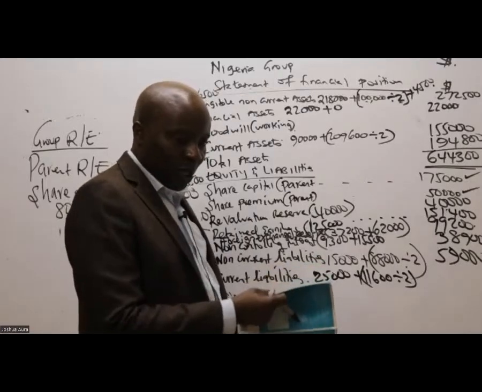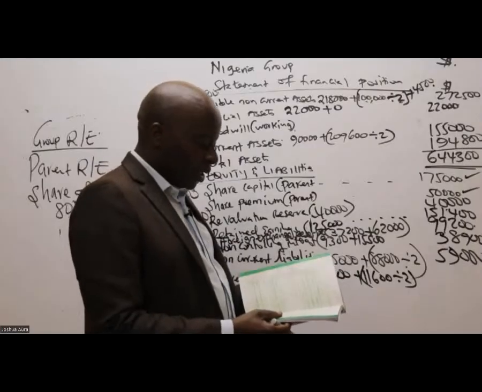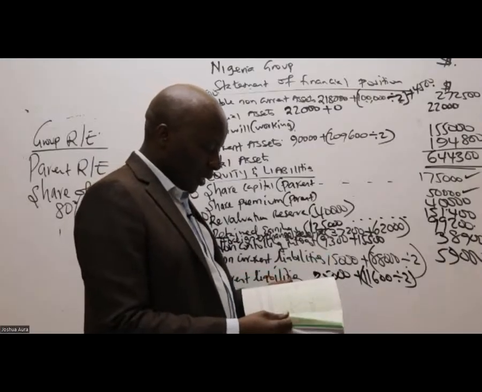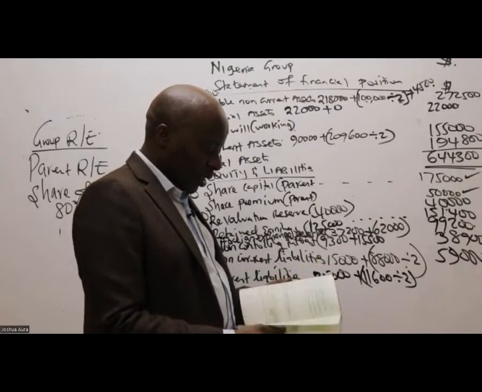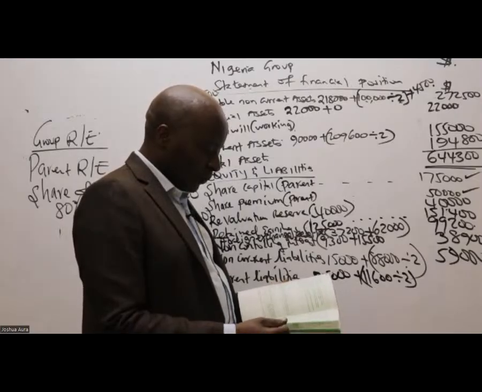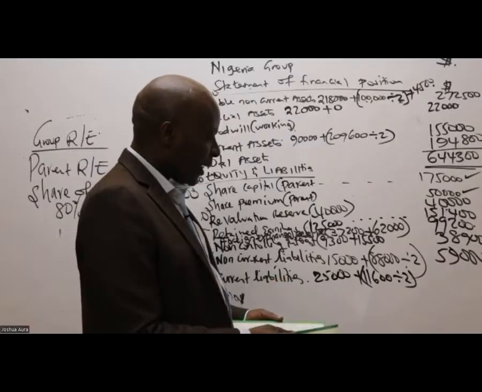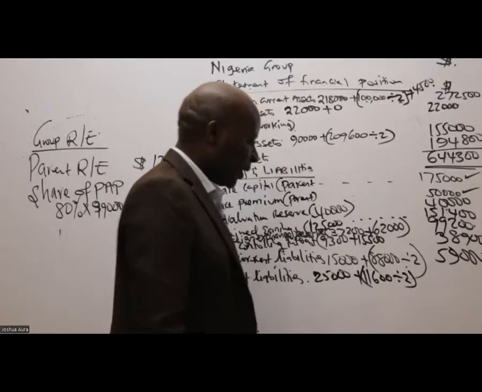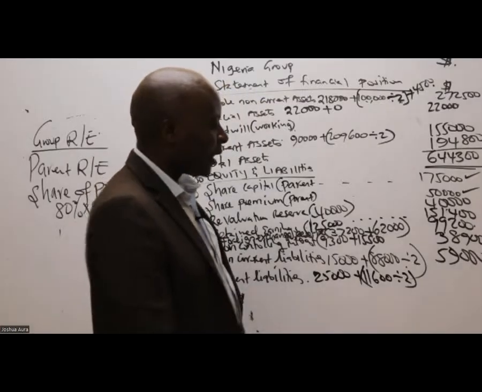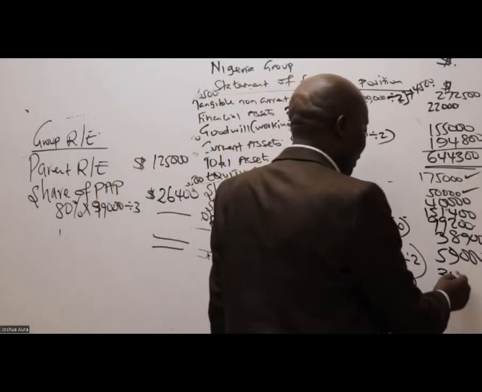Did I pick it wrongly? Remember, for current liabilities, we are supposed to take what plus what? Please check your current liabilities. It's supposed to be 25,000 plus 11,600. It cannot be that big. It is 3,800, yes. It is 3,800 like that.